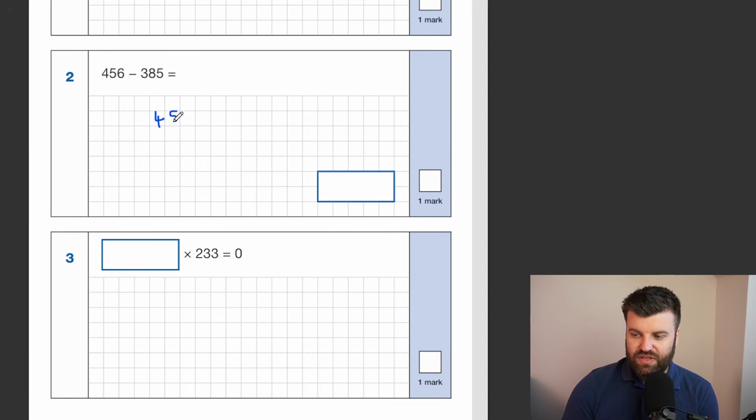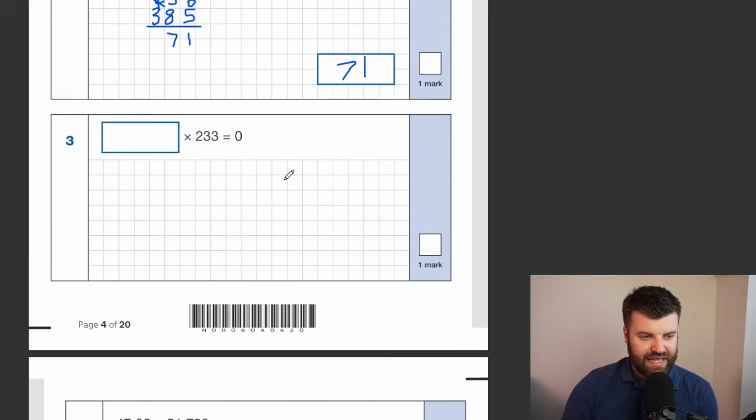Question 2, 456 take away 385. Just whack it into column method. Why not? Make sure you get this answer right, because this is going to have an exchange hidden in there. In the ones, 6 take away 5 is 1. 5 take away 8, we need to do some exchanging here. 15 take away 8 is 7, and then the 3 take away the 3 cancels out, and we're left with 71. Make sure copying answers carefully into that box.